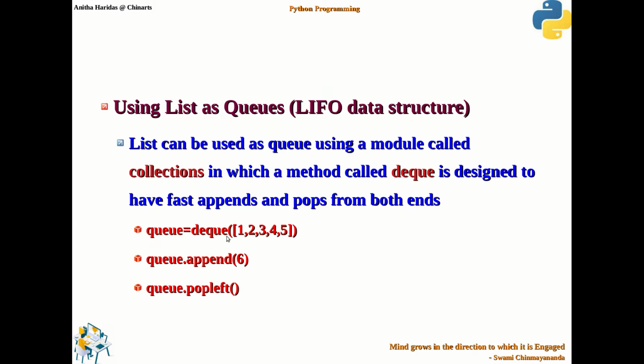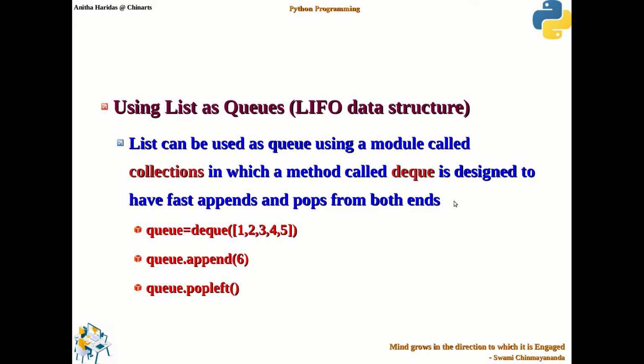The same way, a list can also be used as a queue, but it is not going to use your simple append and pop methods. Of course, append and pop are used for inserting and deleting, but you are not going to create it as a simple list. Instead, we are going to use a module called the collections module, right? It's a module which you have to import in your Python program, and in that you have deque, which is designed to have fast appending and popping from both ends, right?